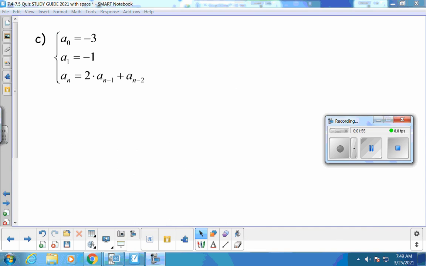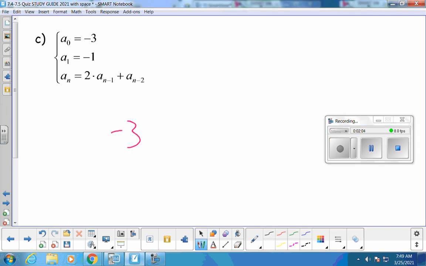My next volunteer is too quiet to do talking, so he's just going to do writing. I'll do the talking. What is the first term, young volunteer? Write it on the board. Very good. What is the second term? Very good. Now, to get the next one, he's going to take 2 times the previous term, so he's going to do 2 times -1. Then he's going to add on the term before that, which is the -3.